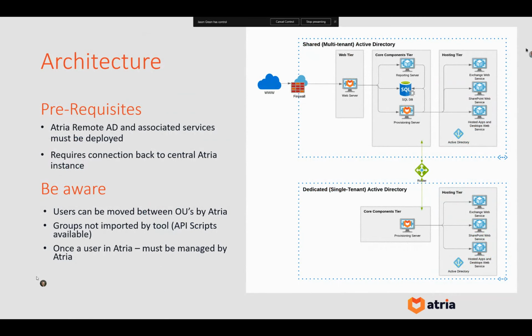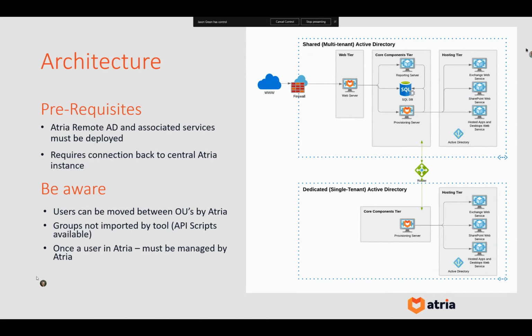So up the top here, you can see a standard Atria deployment in a shared or multi-tenant Active Directory. We've got a provisioning server, and we've got a range of services, Exchange, SharePoint, Microsoft Online, whatever it might be. Then, in the dedicated Active Directory, and there's only one in this picture, but you could have multiple of them, you deploy a provisioning server, and you deploy the services that you need to manage. It could just be pure AD, managing groups, et cetera, but it could also be managing Exchange, Microsoft Online, or Citrix or RDS solutions in there.